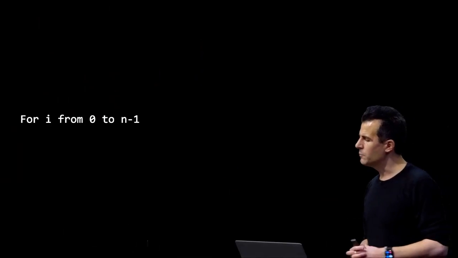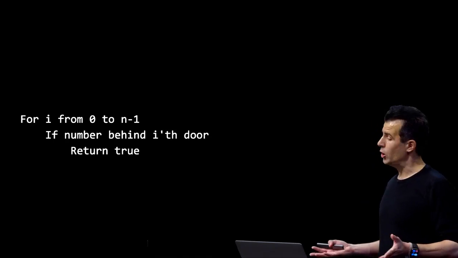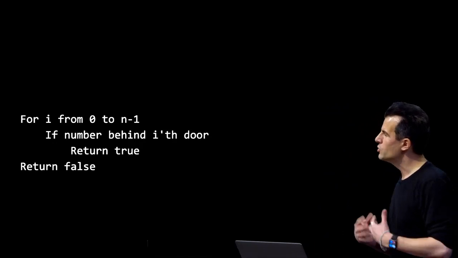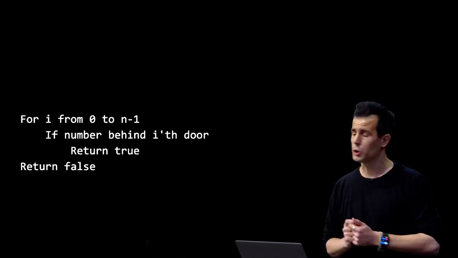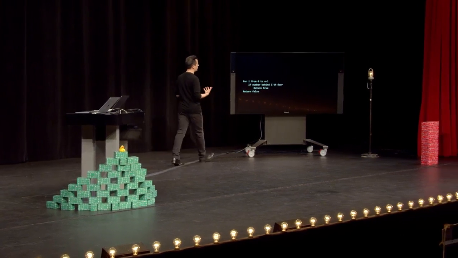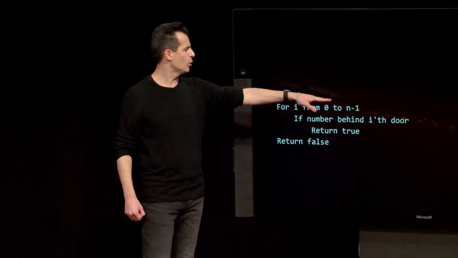So with linear search, I would propose that we could implement it in pseudocode first, like this. For i from 0 to n minus 1, we'll see where we're going with this. If the number is behind the ith door, return true. Otherwise, at the very end, return false. So it's a relatively simple translation into pseudocode, much like we did with the phone book some time ago. And why these values? Because I'm now starting to express myself a little more like C, even though it's still pseudocode. So for i from 0 to n minus 1.